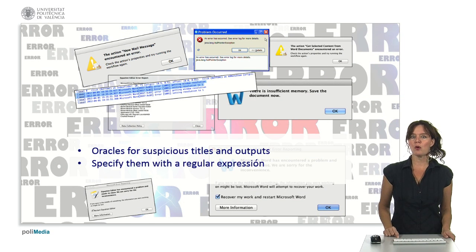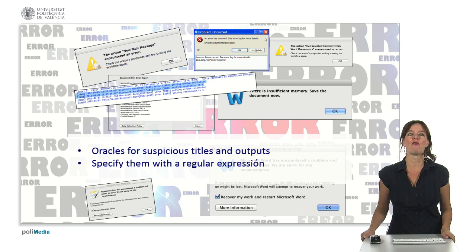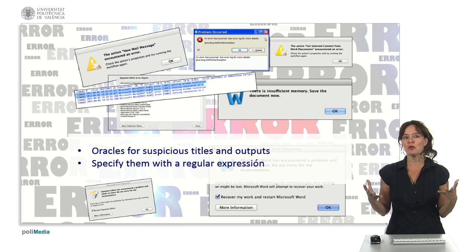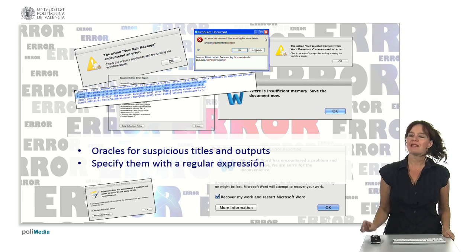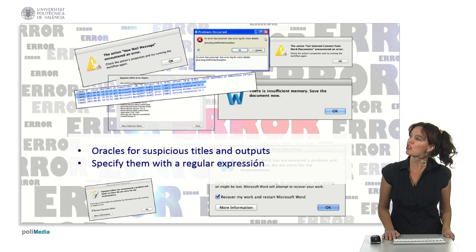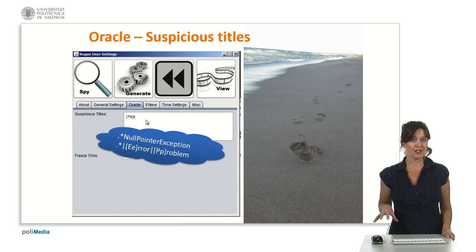There are oracles that make it easy to specify widgets that have suspicious titles. Suspicious titles, you can think, for example, of error, problem, exception, null pointer exception. Titles or words that we don't want our user to see in our application. So we can add these in Testar by simply specifying the words that we consider suspicious in a regular expression. And actually, if we look at the Testar interface, there's a tab for that, which is called Oracle, and here we can put the regular expression that indicates the titles that we find suspicious.